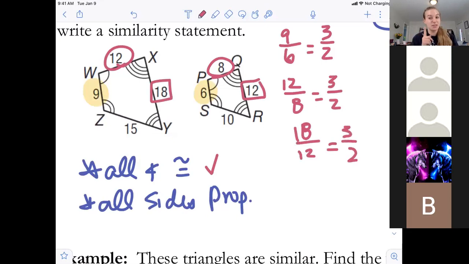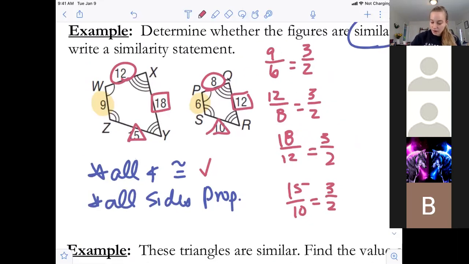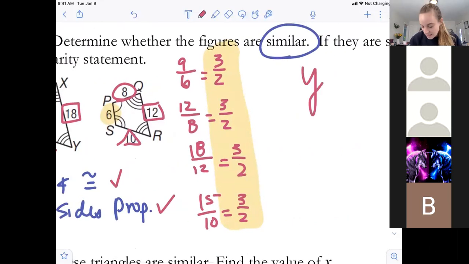Okay, we're on a good track, but we still have to check the last one. What's the last one going to be? ZY and SR. Very good, Isaac. So I've got 15 over 10. 15 and 10 both have a common factor of 5, and that gives me 3 over 2. Okay, awesome. They are all the same proportion, the same scale factor, the same ratio, which means that they are proportional. So we're going to say yes. That means that they are similar. We've got similar shapes here.